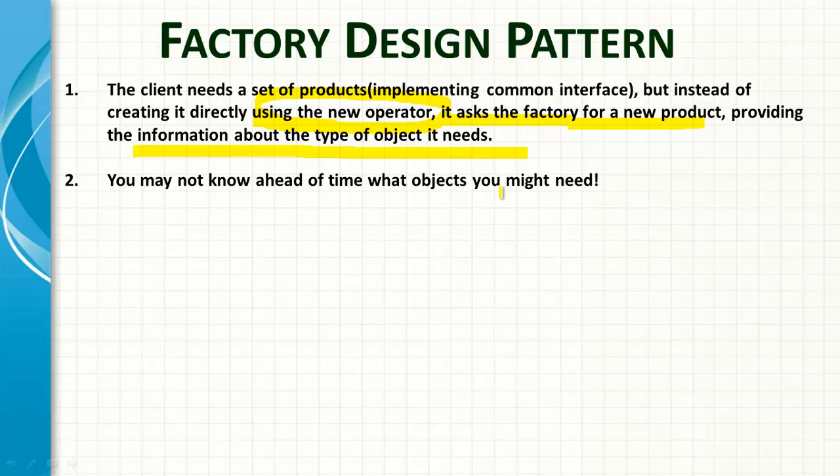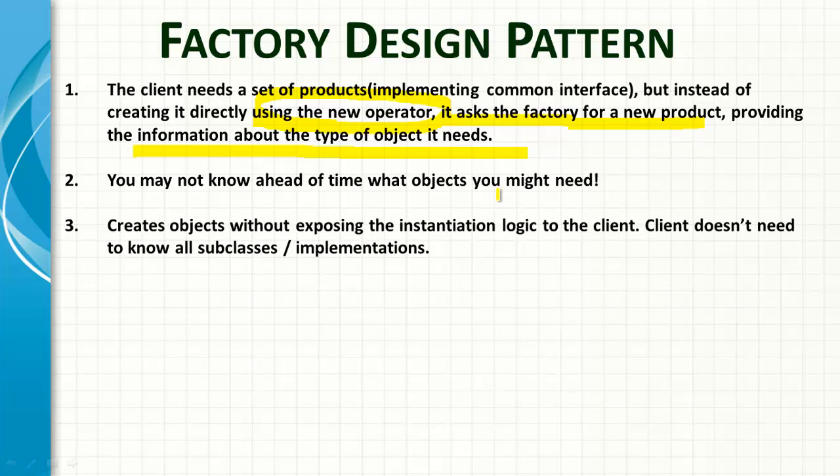So you may know ahead of time what objects you might need. That's when you need to use factory design patterns, which creates objects without exposing the instantiation logic to the client. I don't care about how you set the values. I don't care about how you use the new operator, what constructor you use. Client does not need to know all subclasses and implementation. I introduced mortgages. I don't care about any of the implementation as long as I am playing by interface. I don't need to know all of its subclasses. In the example we just saw, I was not aware of the student classes when I was writing the code itself, and it was introduced and it was used simply.